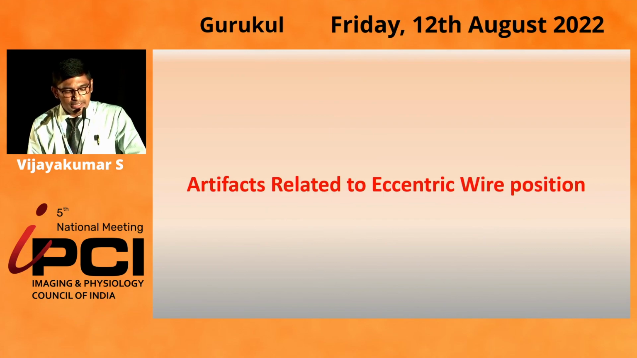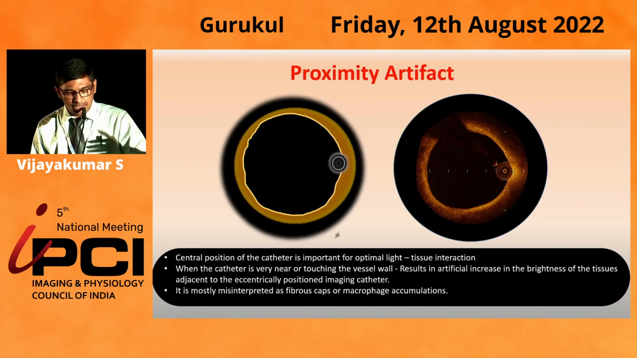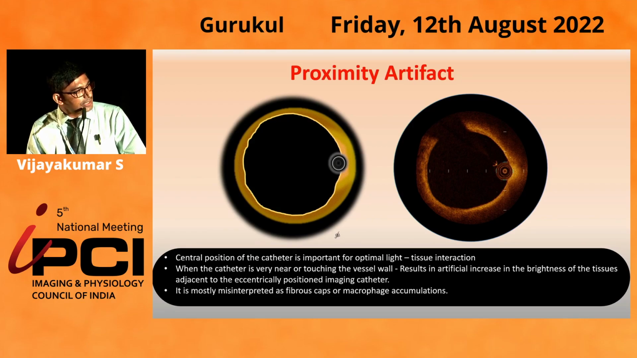So finally, the artifacts related to eccentric wire position, there are 4 of them. We all know central position of the catheter is important for optimal image, optimal light and tissue interaction. When the catheter is very close to or touching the vessel wall, it results in an artificial increase in the brightness of the tissue adjacent to the eccentrically positioned imaging catheter. And it should not be misinterpreted as fibrous cap or macrophage accumulations.